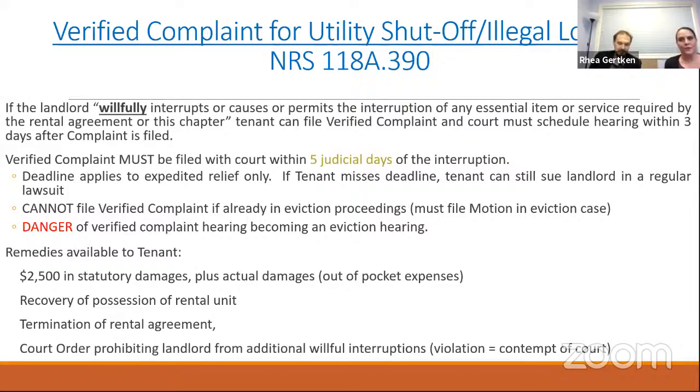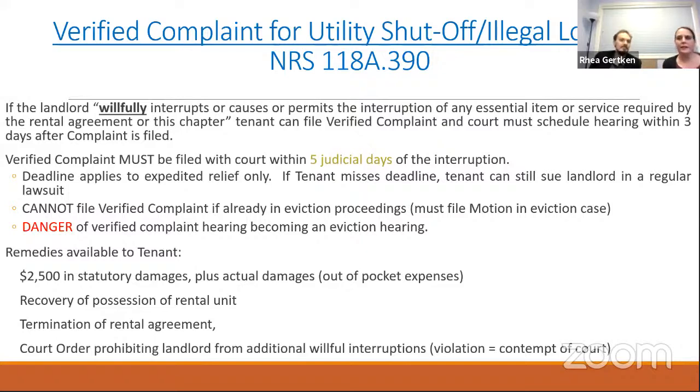But if you want to use this verified complaint, this expedited procedure, you have to file the complaint within 5 judicial days of the interruption. So 5 judicial days, that means same as business days, no weekends, no holidays. And so if the landlord turns off your utilities, turns off your electricity, shuts off your water, then you have 5 business days from the date of that shut off to file this verified complaint.